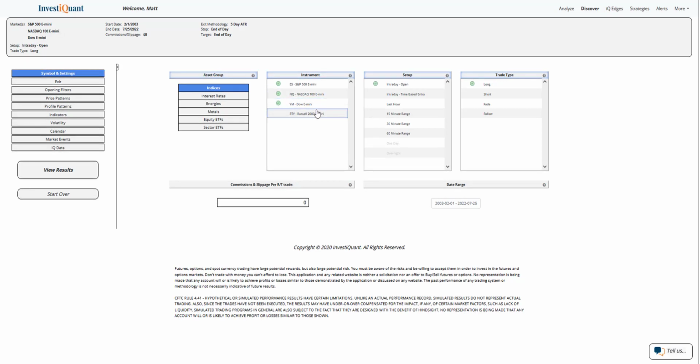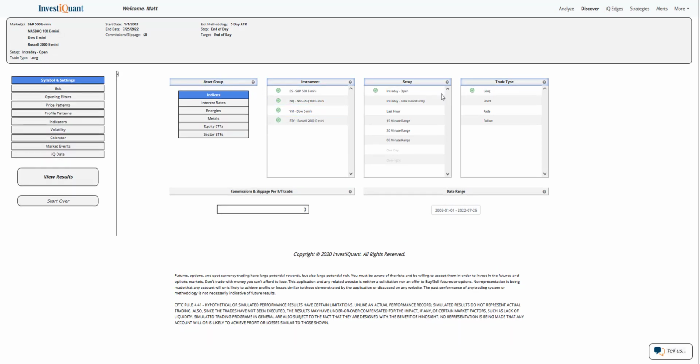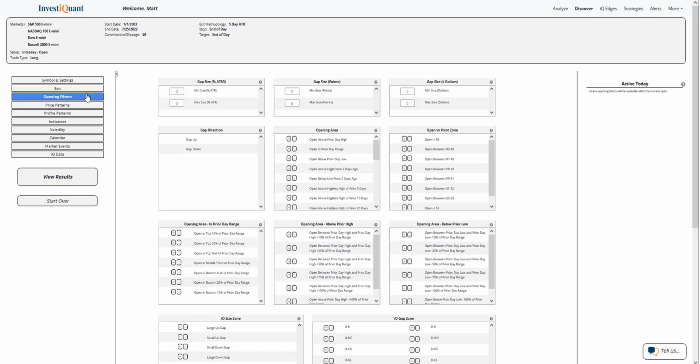I'm going to grab all four instruments. The setup's based upon entering long at 9:30 a.m. Eastern Time, exiting at 4:15 p.m. Eastern Time. Now, to do this study, I'm going to start with an opening filter. We are trading higher in the overnight session, so I'm going to go gap up in the opening filters library.